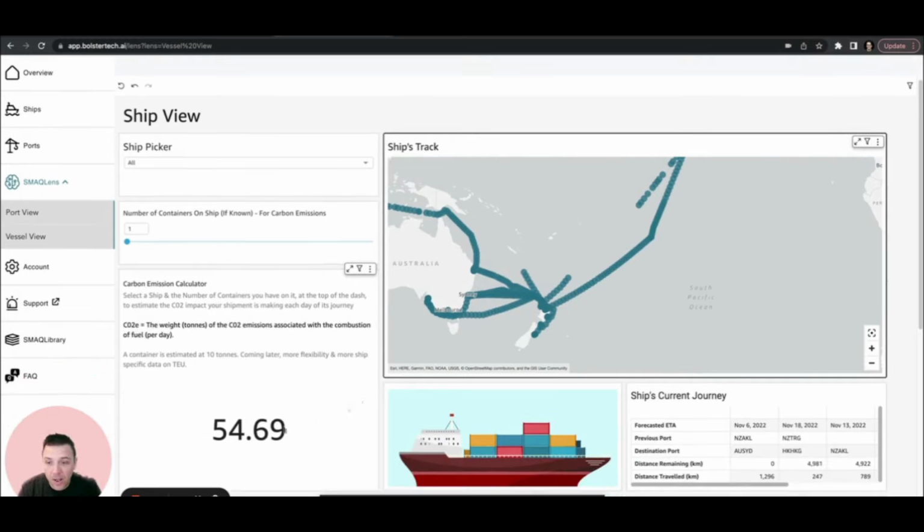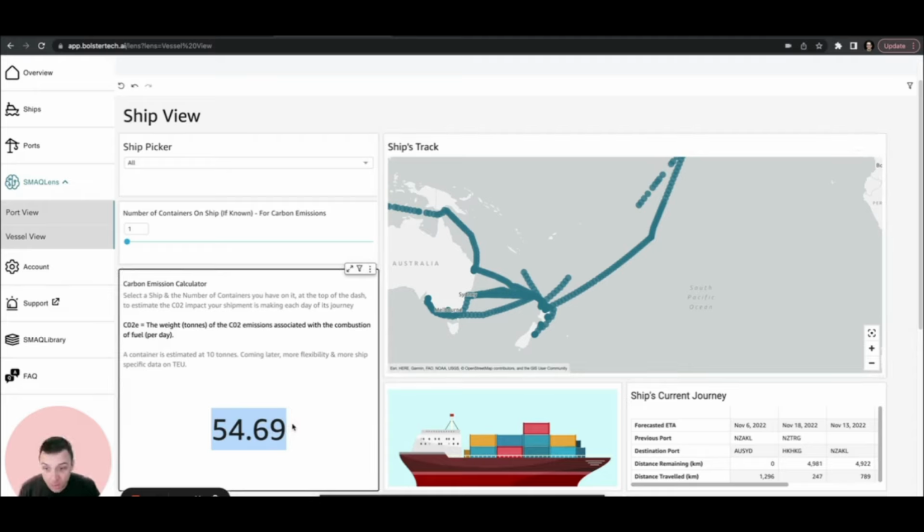And so here I can see that if we assume that we have one container on the specific ship, say this is the MSC Resilient 3, so we know how heavy it is, how fast it's moving, et cetera, we can effectively model that one container on that ship, assuming that that's, let's say, 1% of the number of containers on the ship, is going to produce 54.69 tons of carbon per day. To move that one container for one day is going to produce 54 tons of carbon.